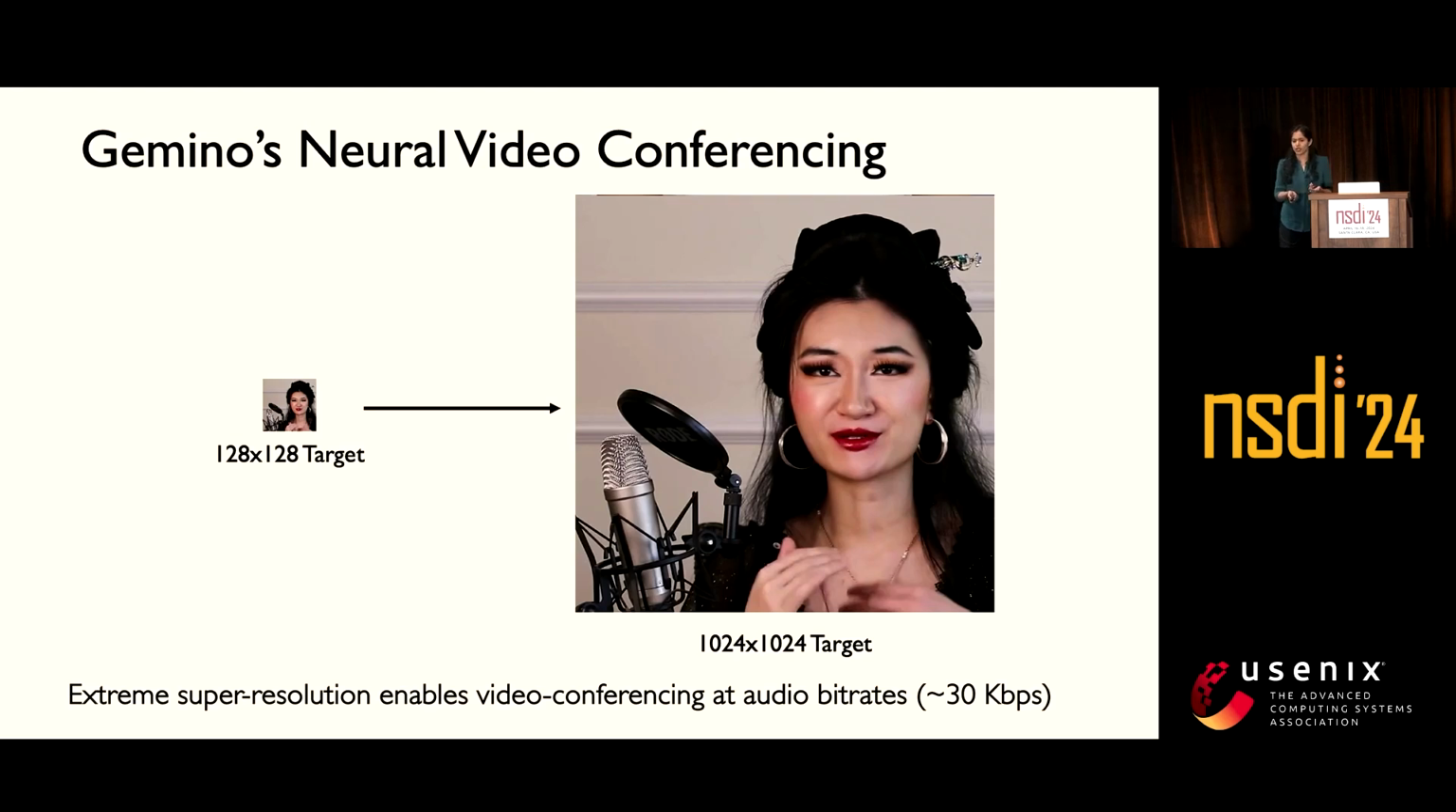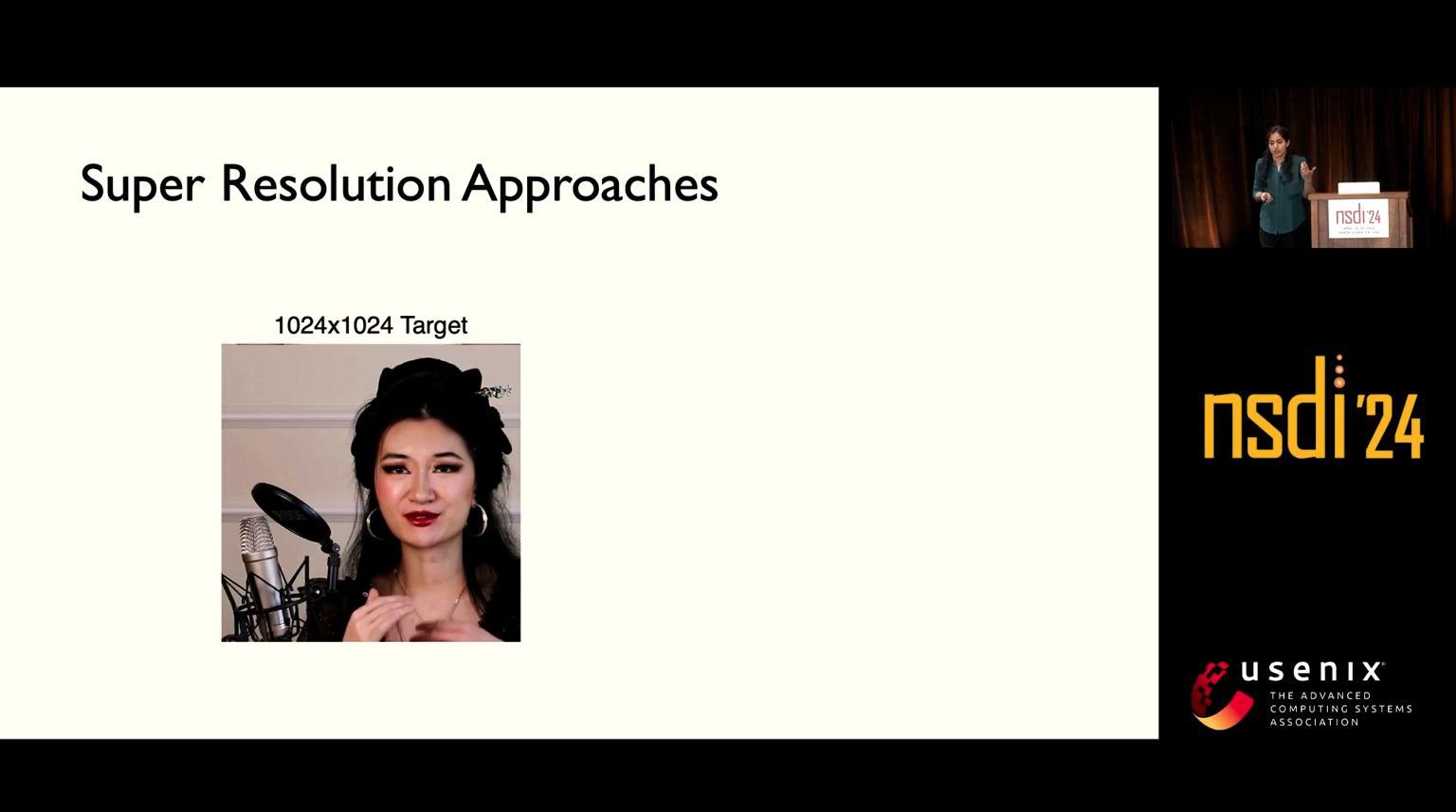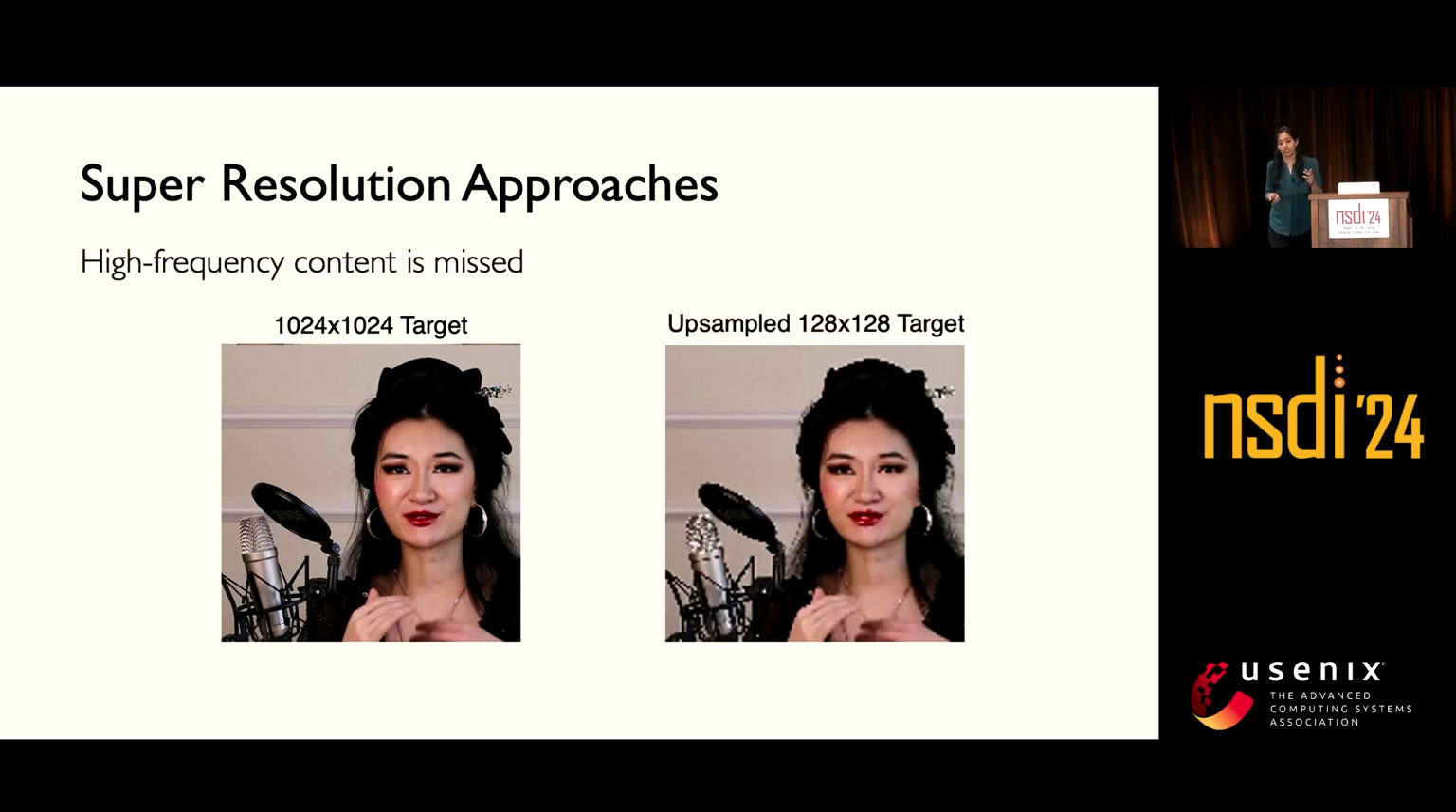At this point, you may wonder, how is this different from traditional super resolution? To explain this part, I'm going to show you the exact same frame that I had in the previous slide on the left-hand side. And on the right-hand side, I blow up the 128 by 128 target to match the size of the 1024 by 1024 target. When I blow up the image, what I'm doing is a bicubic interpolation.